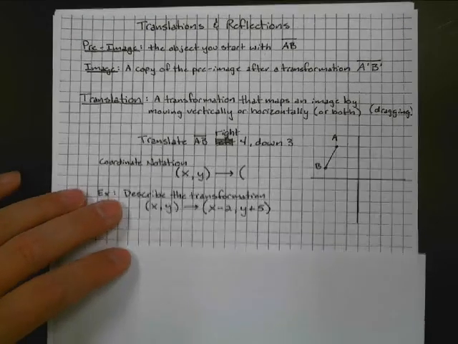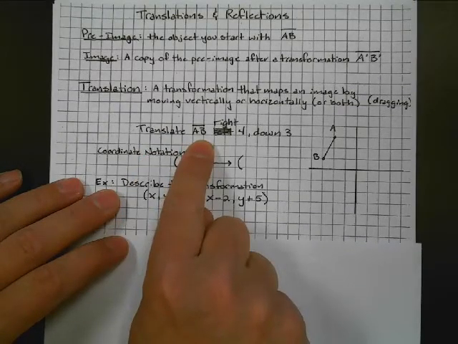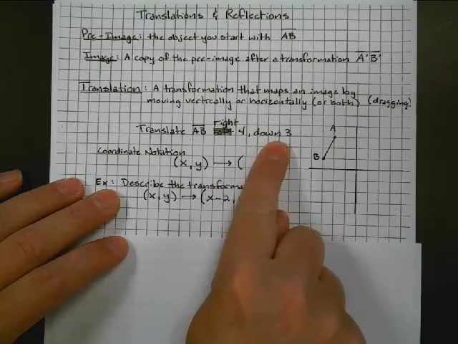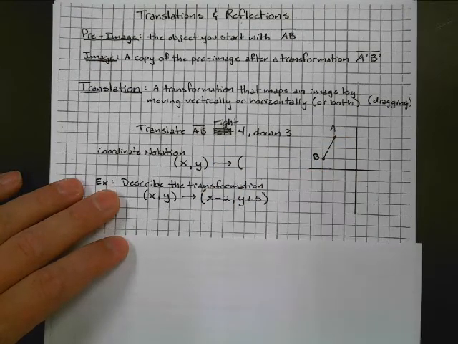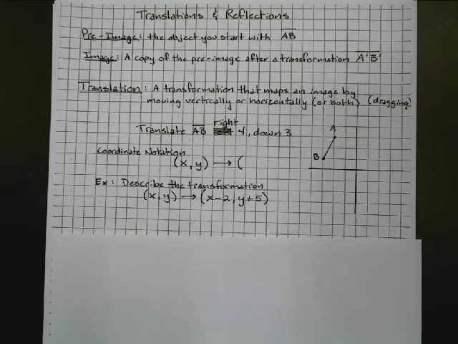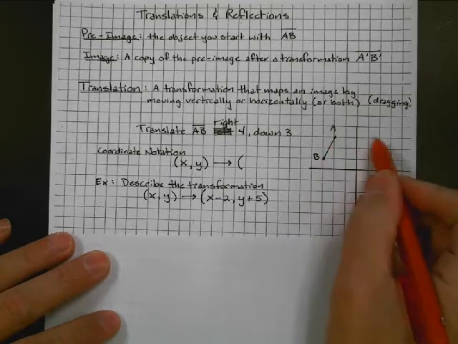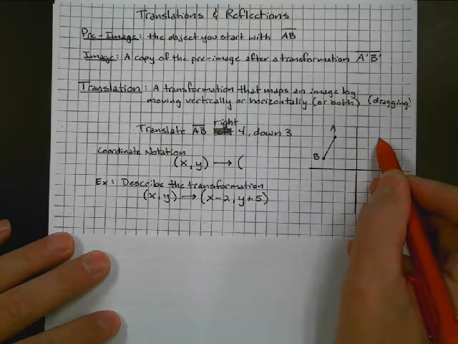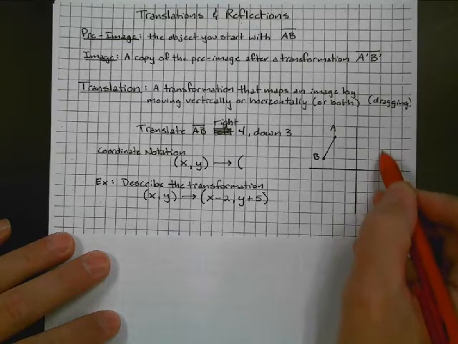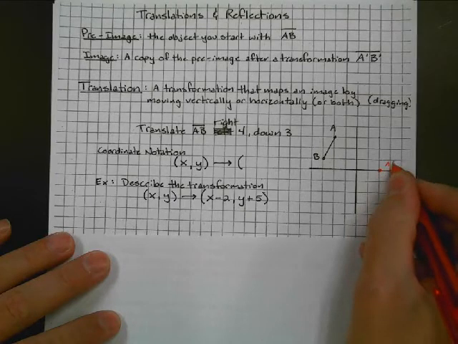All right, so here we go. We're going to translate AB to the right 4 and down 3. So here's my AB. There's my little line segment right there. I'm going to go to the right 4. That means on the x-axis, I'm going to go this direction. So I'm going to go right 1, 2, 3, 4, and then it says down 3. So down 1, 2, 3. So this is where A prime would show up, the copy.